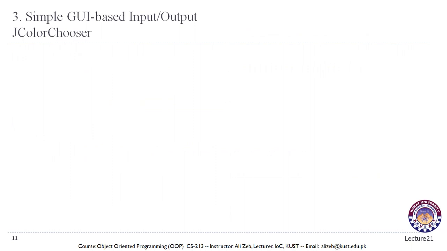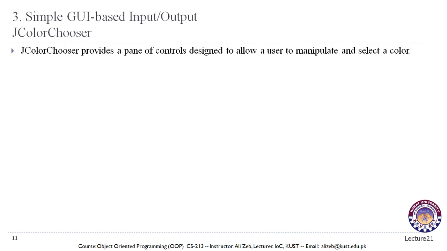Now let's look at some of the classes that we'll be using while working with graphical user interfaces, and one of those classes is the JColorChooser class. The JColorChooser provides a pane of controls designed to allow a user to manipulate and select a color. So it provides us with a dialog box that allows us to choose a color. Maybe you have used some programs that allow you to choose a color.